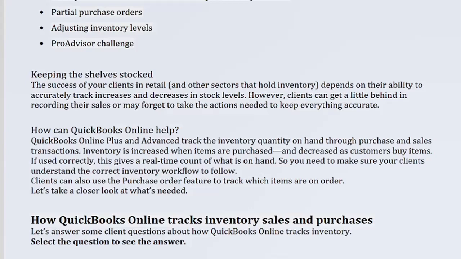QuickBooks Online Plus and Advanced track the inventory quantity on hand through purchase and sales transactions. Inventory is increased when items are purchased and decreased as customers buy items. If used correctly, this gives a real-time count of what is on hand. So you need to make sure your clients understand the correct inventory workflow to follow. Clients can also use the purchase order feature to track which items are on order. Let's take a closer look at what's needed.